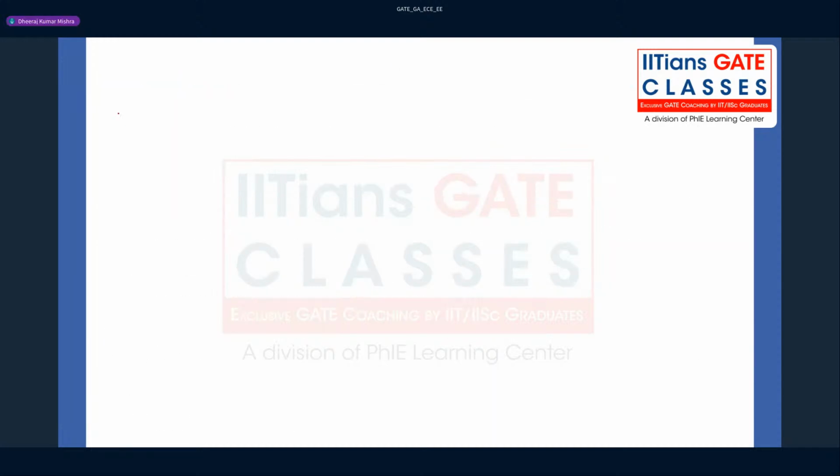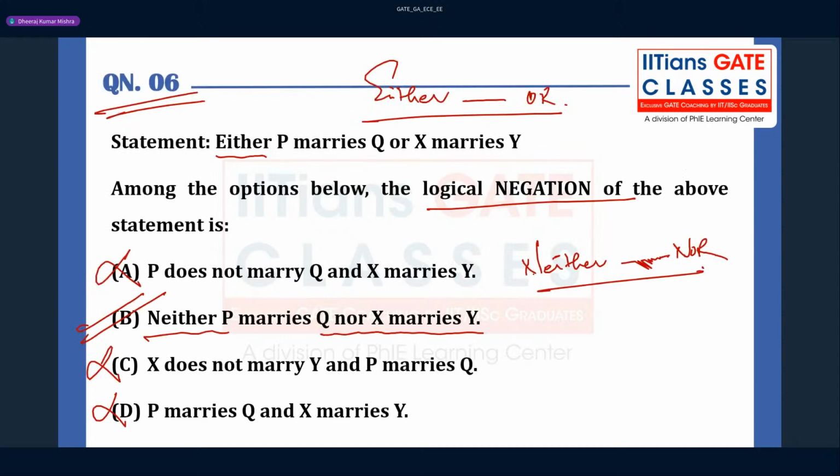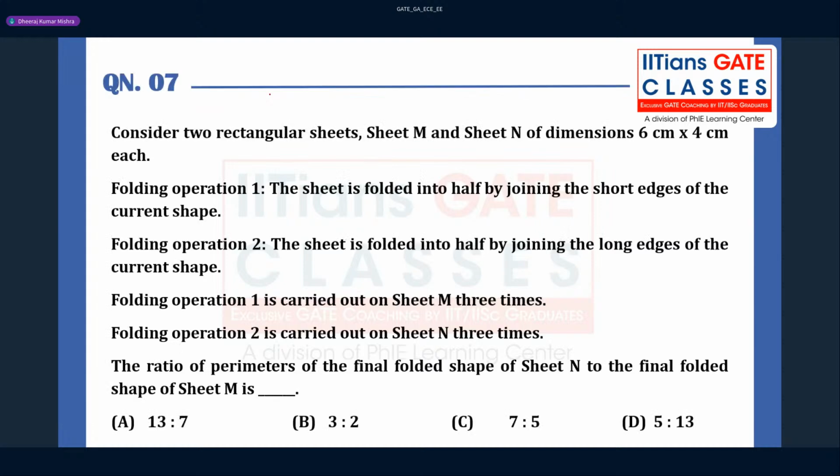Okay? Everybody understood this? So neither nor is the correct answer. So this is a 2 mark question, very simple, hardly takes 15 to 20 seconds. Okay, fine, let's move to the next question.